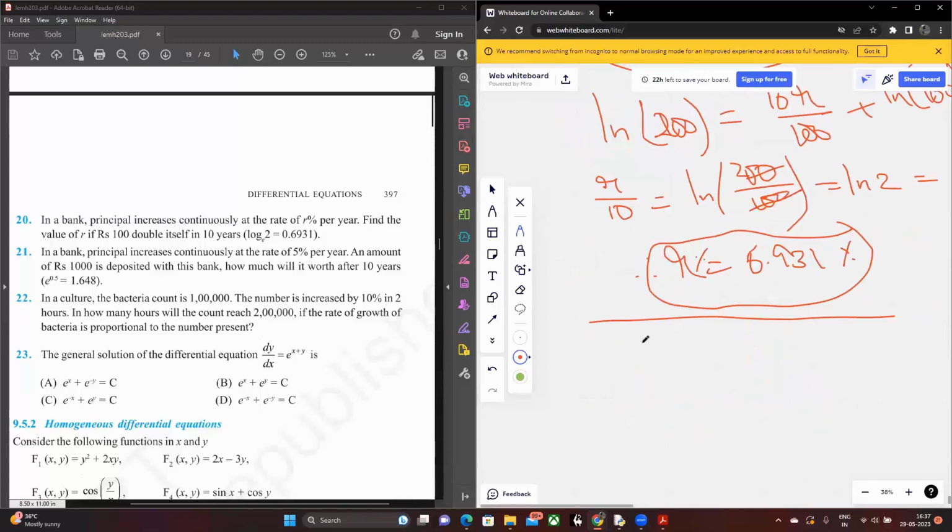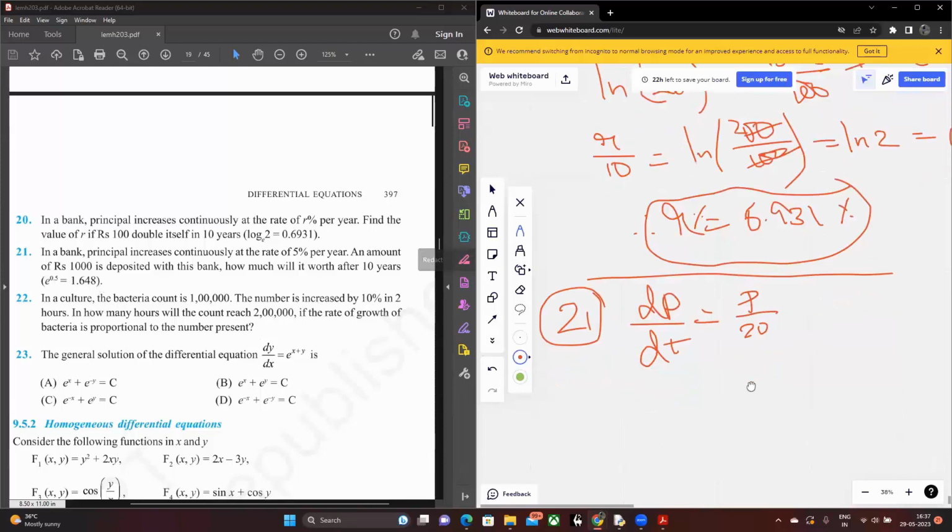Right. Question number 21. In a bank, principal increases continuously at the rate of 5% per year. So basically, dP by dt is equal to P by 20. An amount of 1,000 is deposited with this bank. How much will it be worth after 10 years? And they're given that root e is 1.648, right?